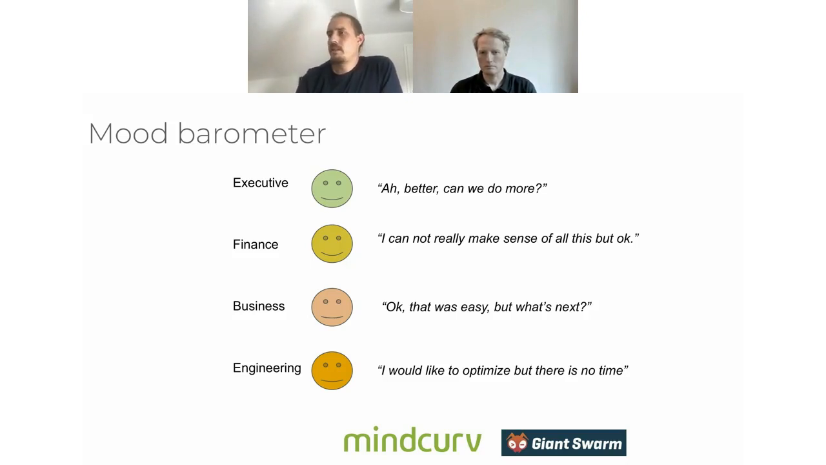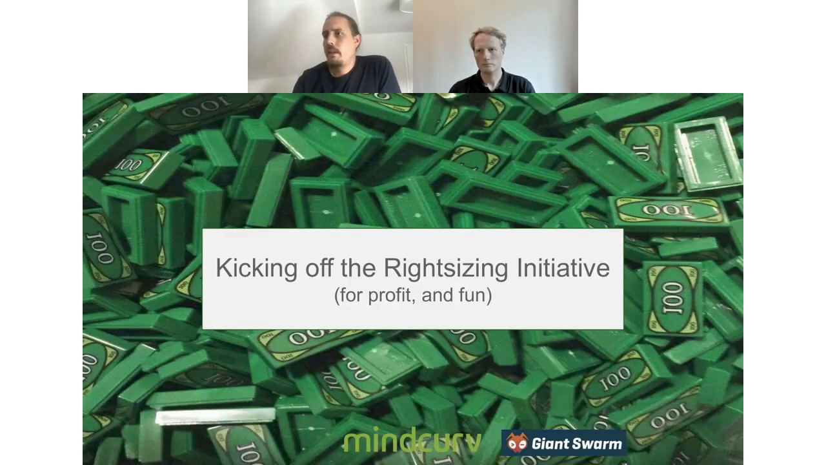Somehow we bought this, but all the rest was pretty complicated for me to understand, how all these mechanisms work, what you all told me about right sizing, etc. Because the FinOps team tried to give them a broader understanding. So business said, okay, that was easy, but what's next? Because the executive asked to do more. And engineering again has an issue: I would like to optimize, but there's no time. So as it went further, it was decided to do the kickoff of the right sizing initiative, for profit and for fun.